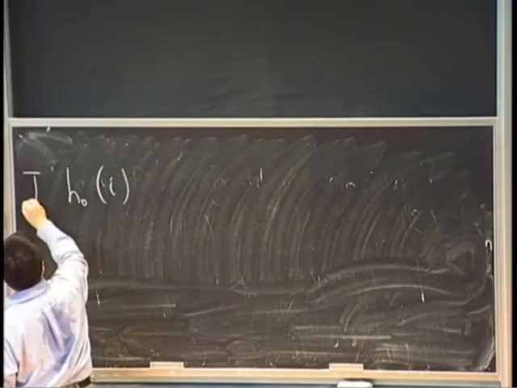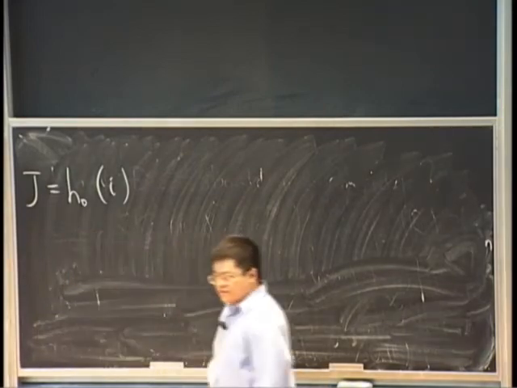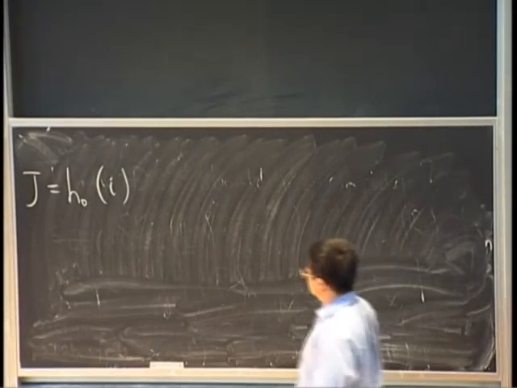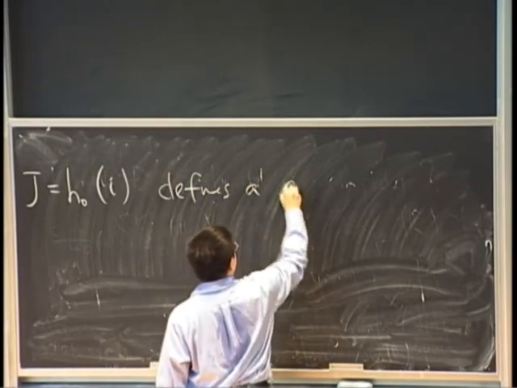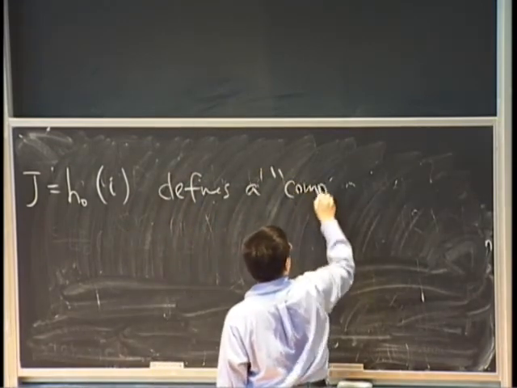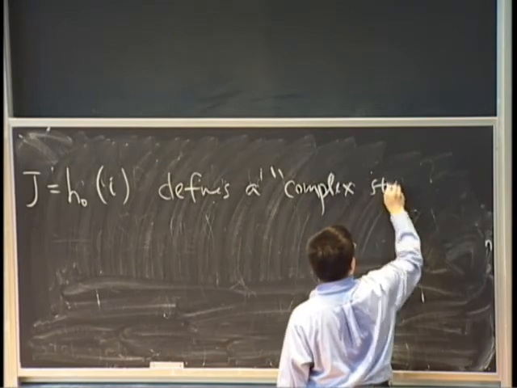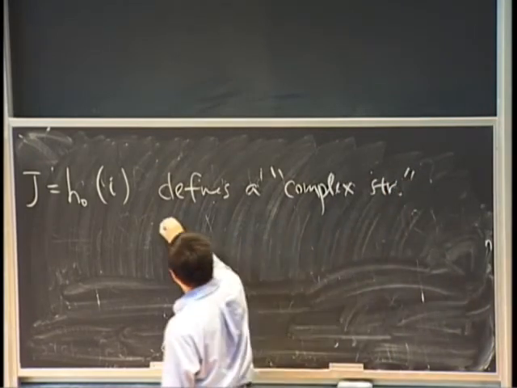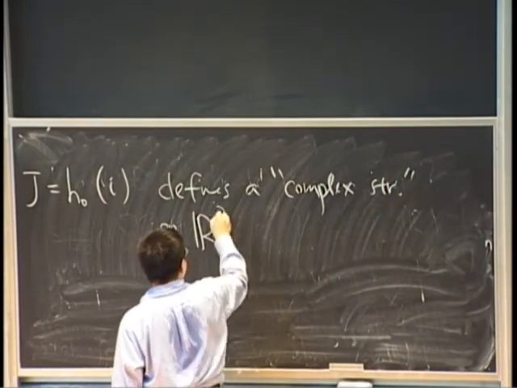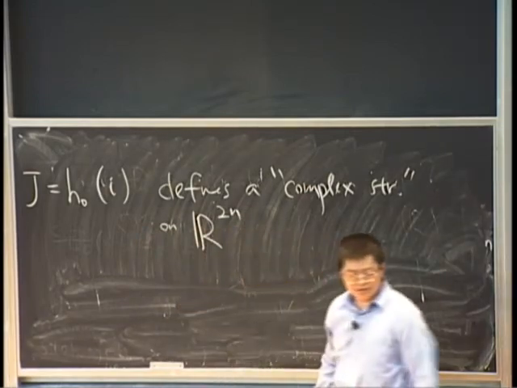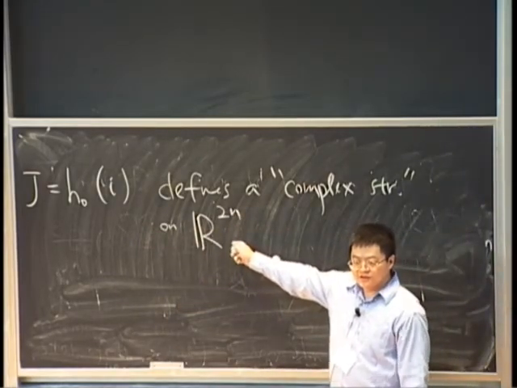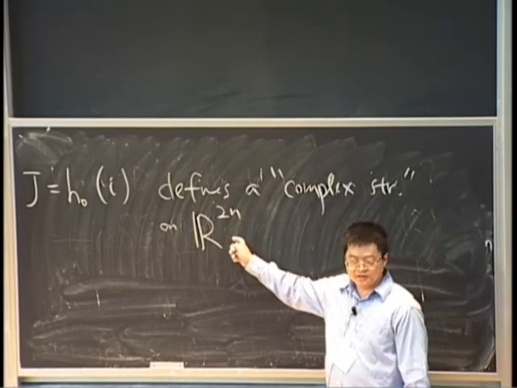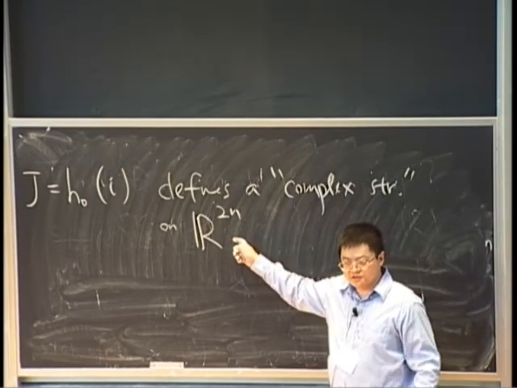If I call this J equal to this, this defines something we call a complex structure on the 2n dimensional space. And it's not just a complex structure, it's compatible with many other additional things we have on this R^2n. So now you should think of this R^2n as being equipped with an additional pairing and all the structures there.